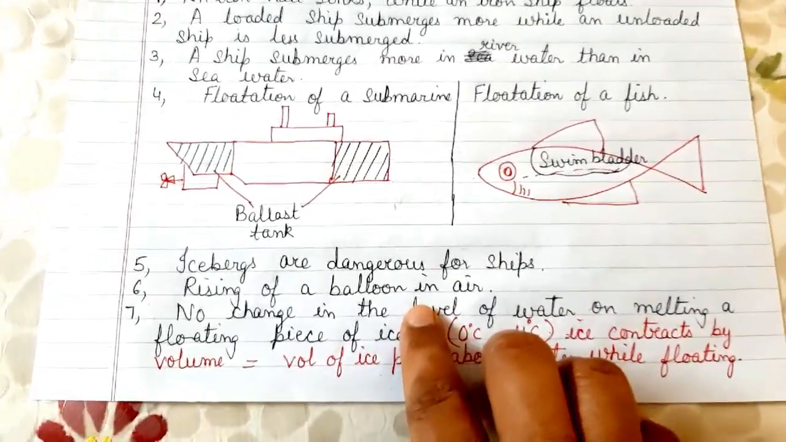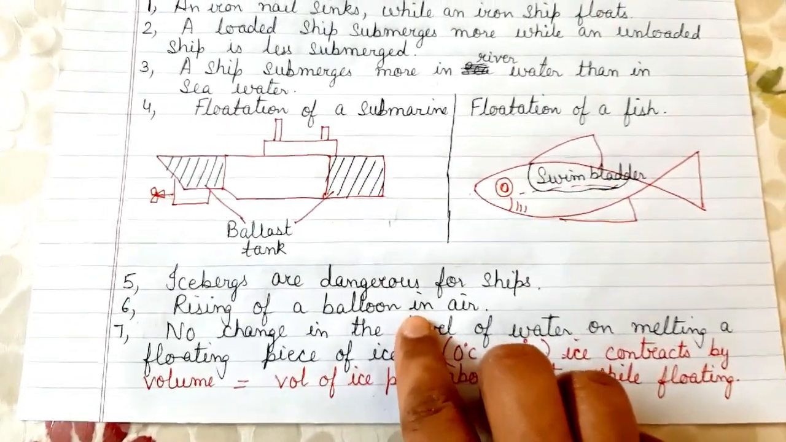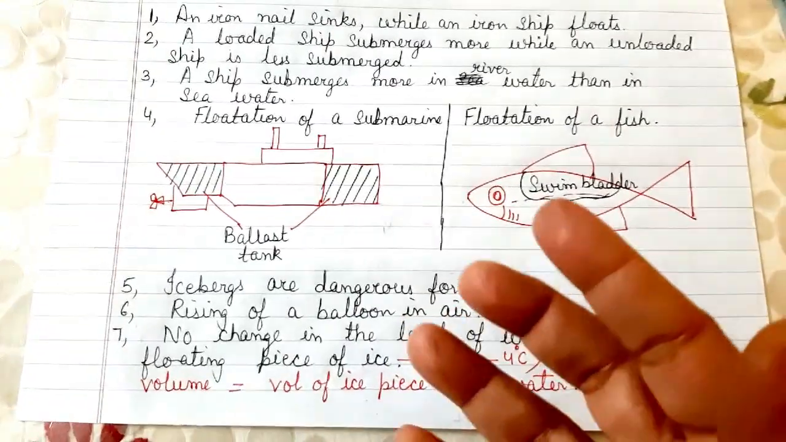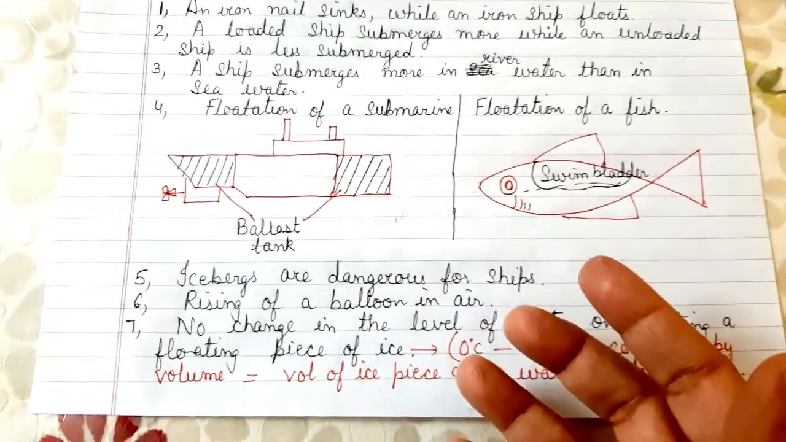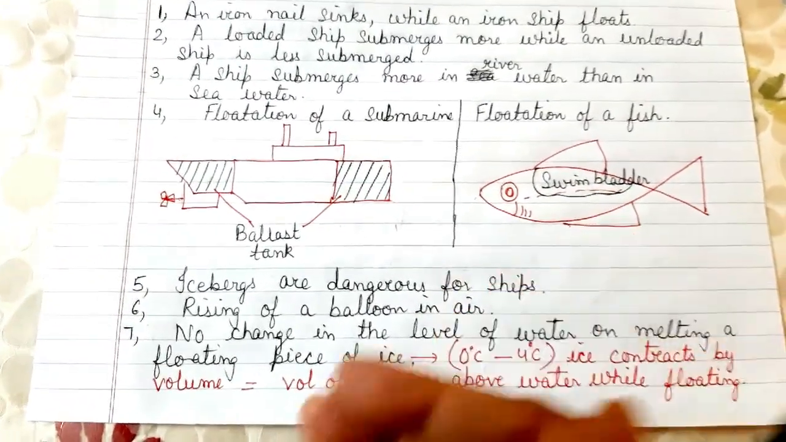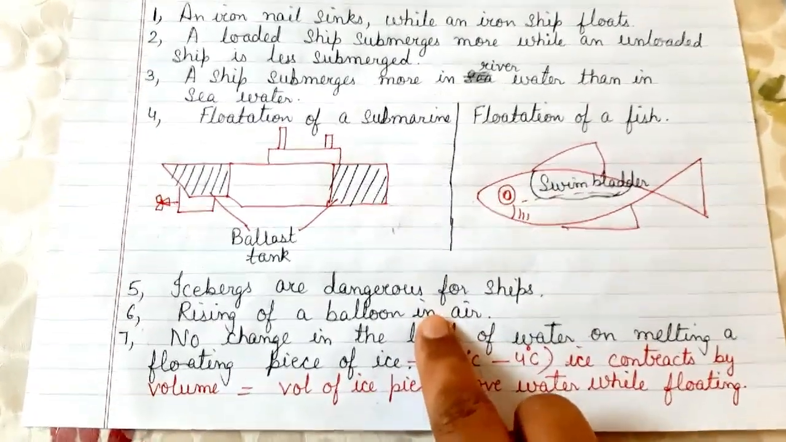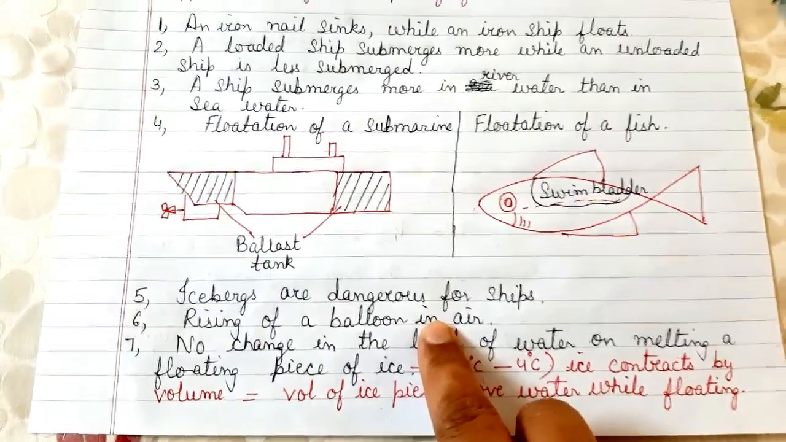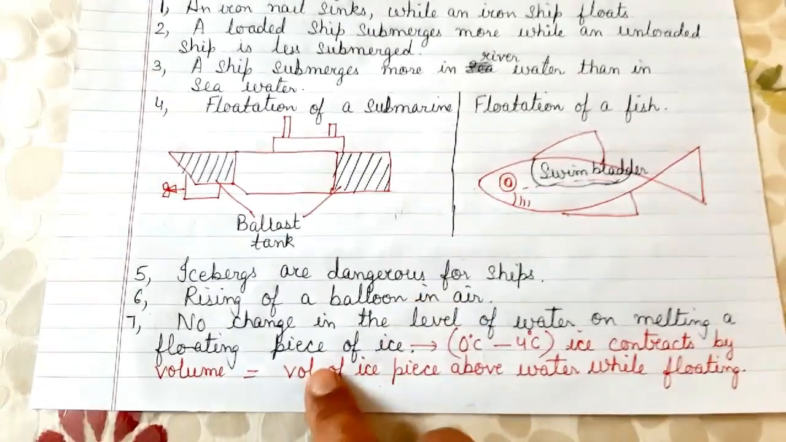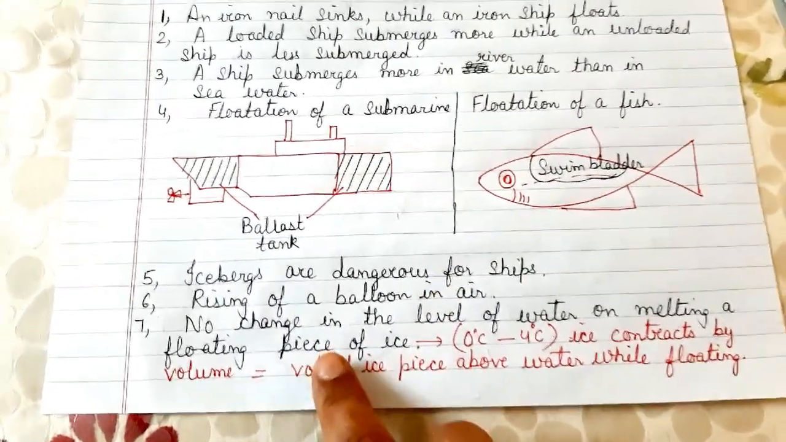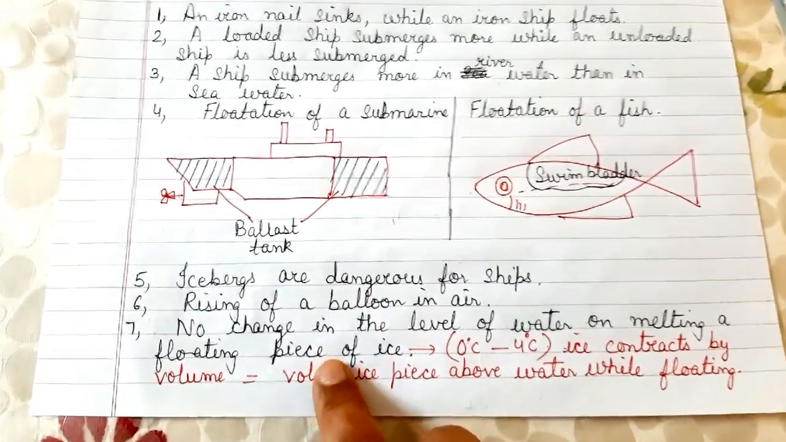Now look at the next one, rising of a balloon in air. What happens in case of a balloon? When a balloon is filled with a lighter gas, the density of the gas is lesser than the density of the air, and moreover the upthrust of the air acts on the balloon, due to which it easily rises up. And look at the last one. This is a very interesting one. You can try it at home also.